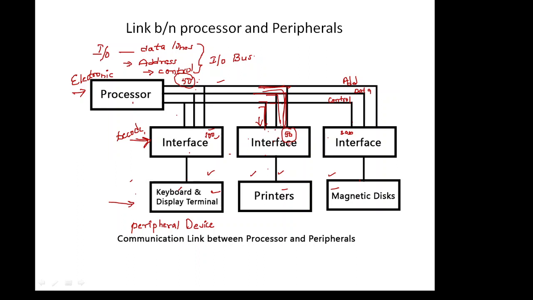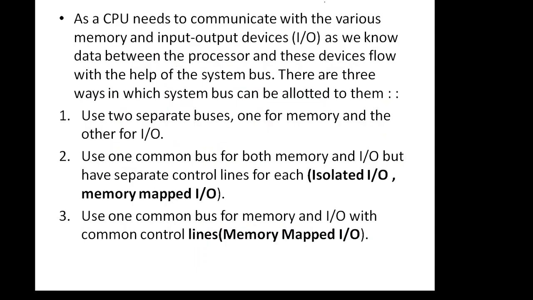Suppose a CPU needs to communicate with the various IO devices, that means the data flows between the processor and the device. We are going to have three main ways in which the system bus can be allotted to them. So what are the three different ways? The CPU needs to communicate with the various memory and input output devices. We know data between the processor and these devices flows with the help of a system bus, as we have seen in the previous diagram.